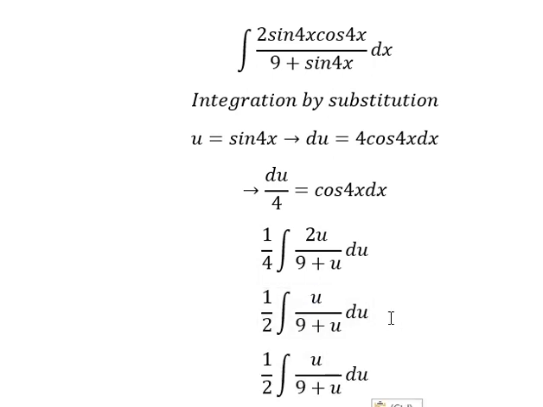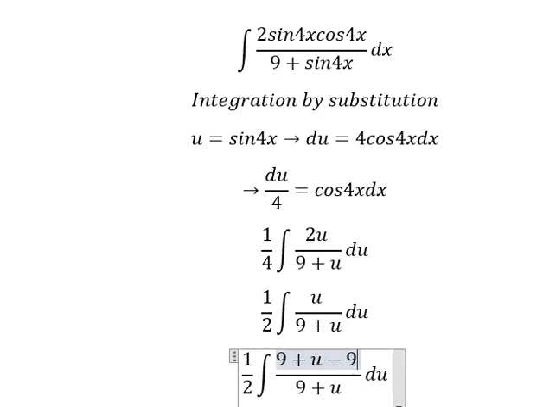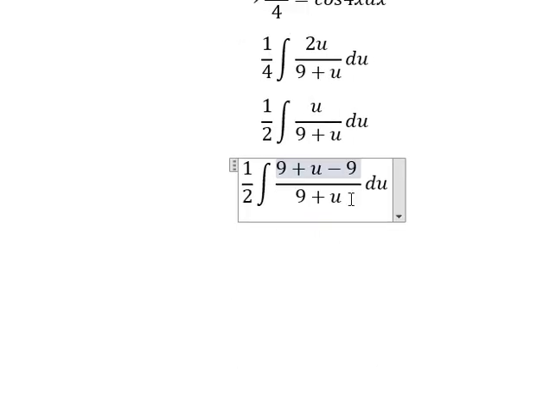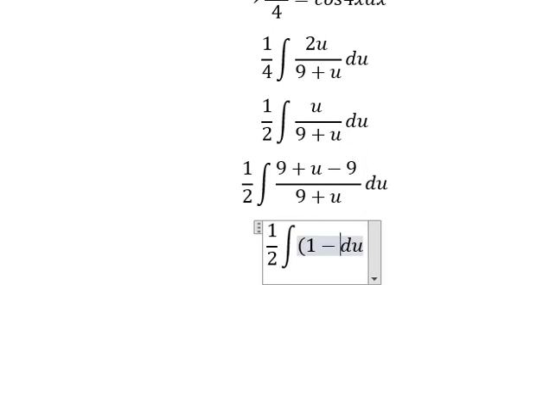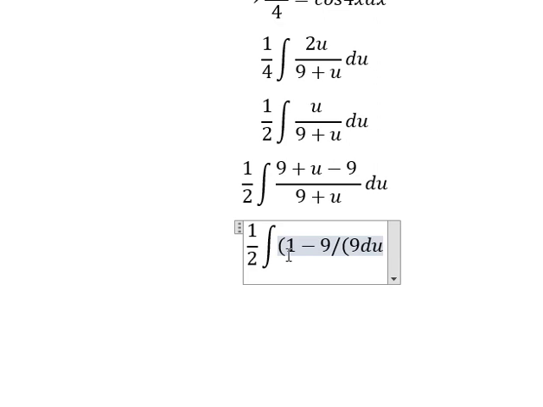Next, I will add positive number 9. Later we need to minus number 9, because I want to create the factor 9 plus u divided by 9 plus u. 9 plus u divided by 9 plus u, you get number 1. And we have negative number 9 over 9 plus u.